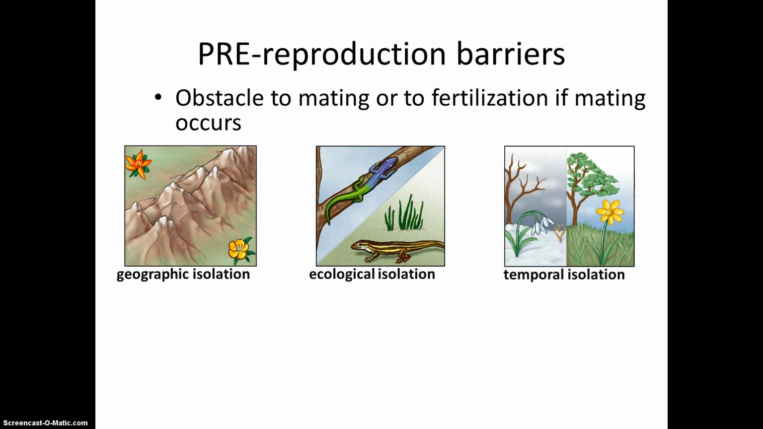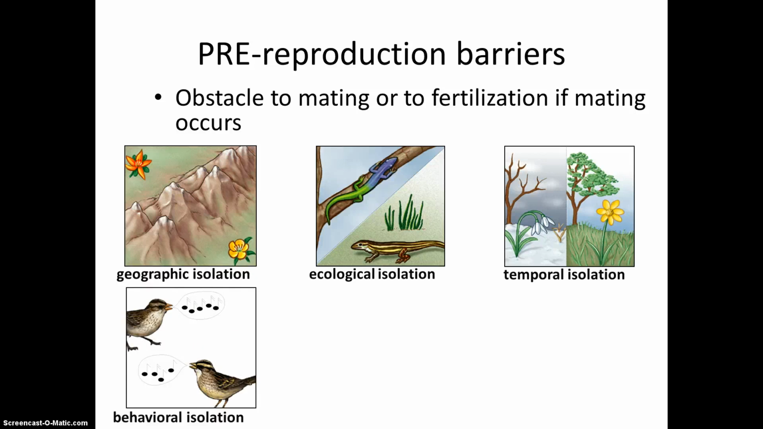Temporal isolation: the flower on the right is blooming in the spring while the flower on the left blooms in the wintertime. Because they do not release pollen at the same time, they will not be able to interbreed. Behavioral isolation, as we've seen before: because these two birds sing a different mating song, they will never be able to attract each other as mates.